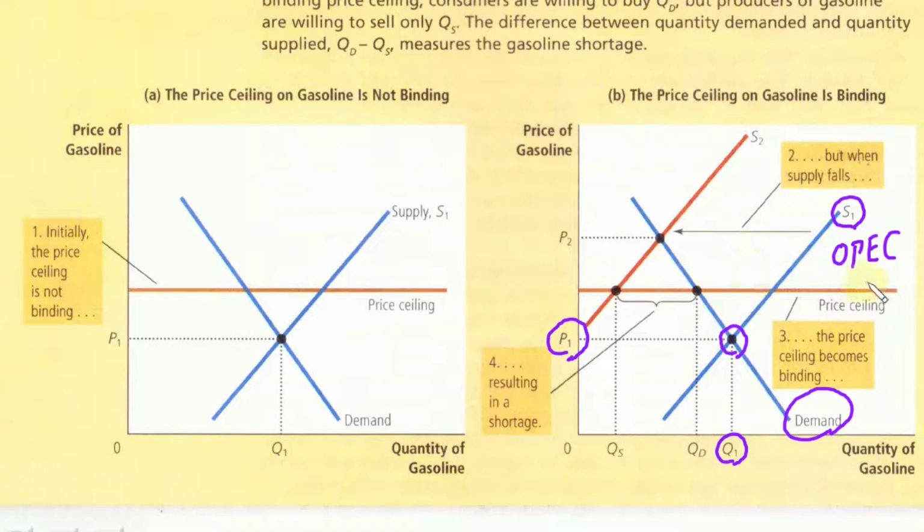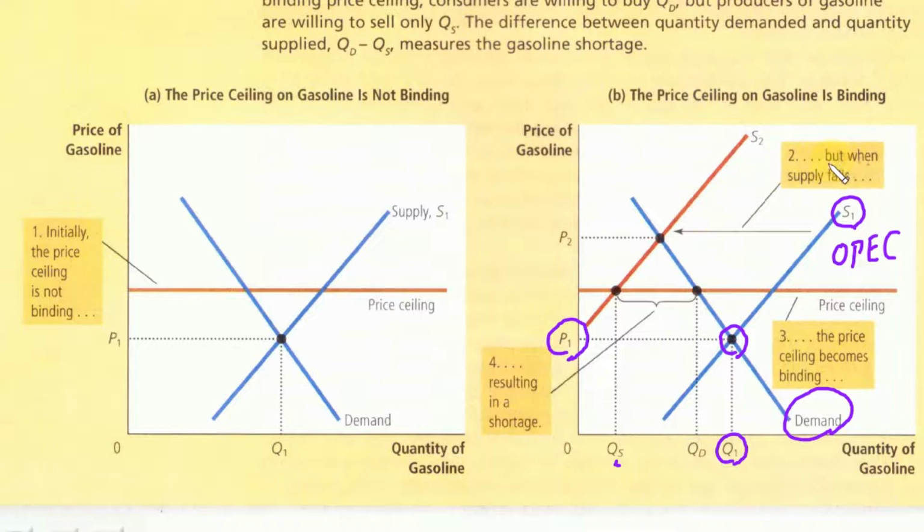So this is the original supply and demand. Then OPEC decided to reduce production. How much? As much as this number. So when supply falls as much as this, then automatically this line will move up as much as this.